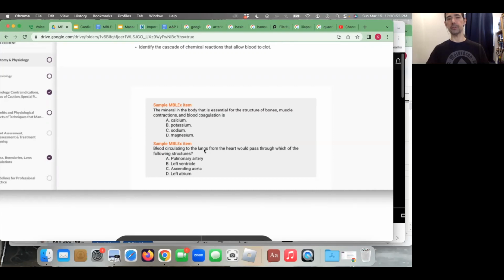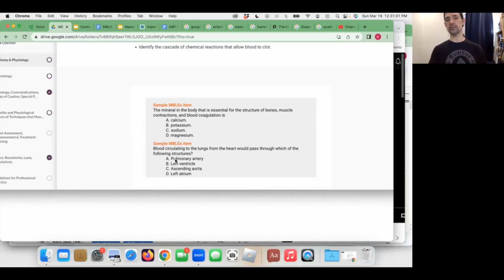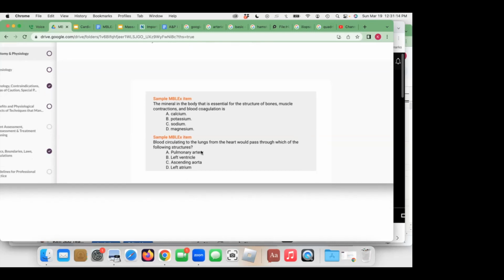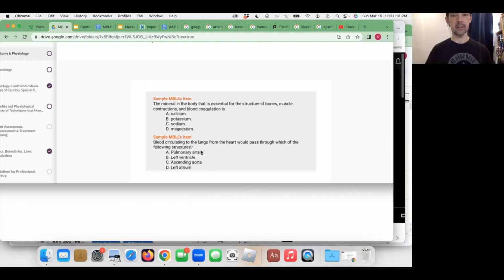Okay, next one. Blood circulating to the lungs from the heart would pass through which of the following structures? The pulmonary artery, the left ventricle, the ascending aorta, or the left atrium? And the answer is the pulmonary artery. And these will be clear today. We're going to go over these structures today.